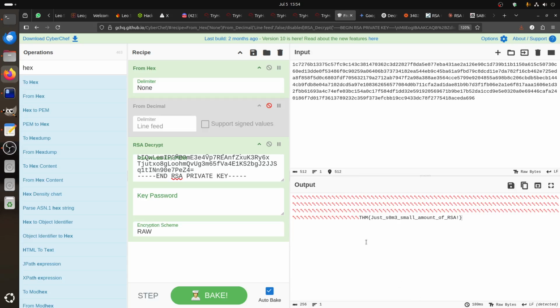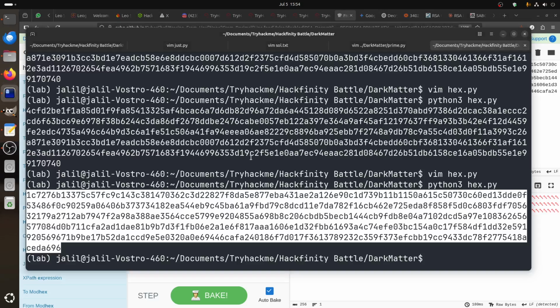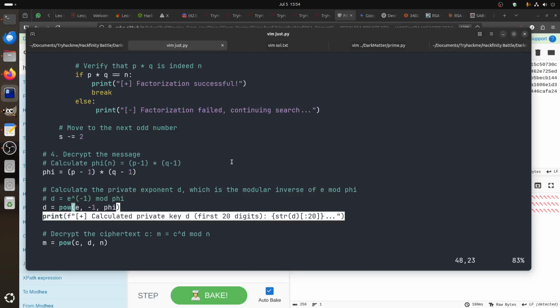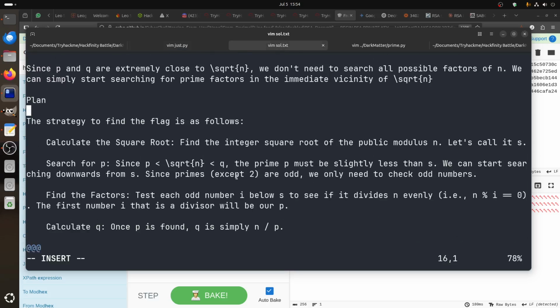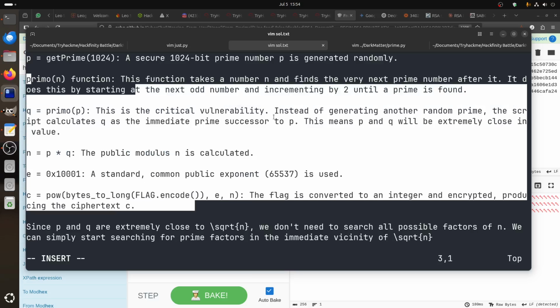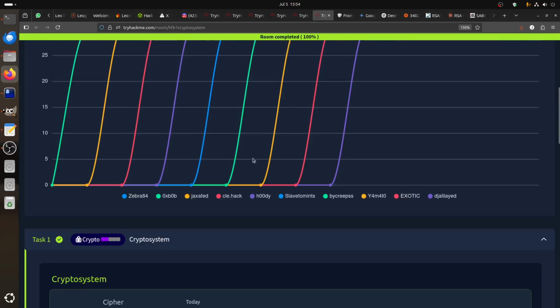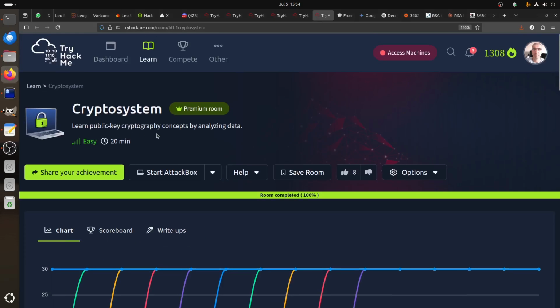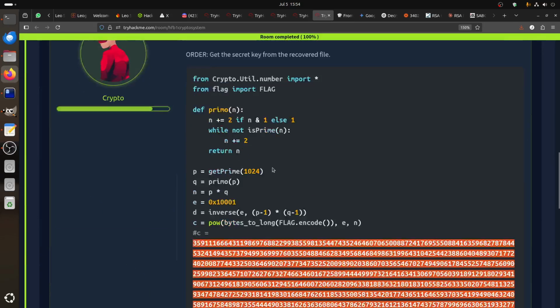In any case, guys, I'll share the script so you can play with it. But the idea, as I said, is that the whole point is the second value, Q, wasn't far enough from P, it was close to it, and that's the lesson of this room. That's why it says learn public key cryptography concepts, analyze data. That's exactly what it is.